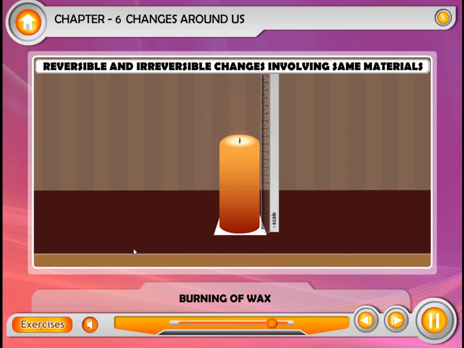This happens as follows. When we light the candle, then the wax present in it starts burning to produce heat and light. The burning of wax also produces carbon dioxide gas, water vapor, and soot, unburned carbon particles, which all go into air. We cannot combine all the products of burning of wax to get back the original candle. Thus the burning of wax is an irreversible change.